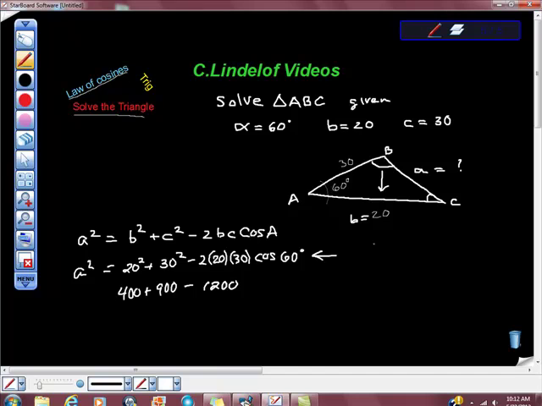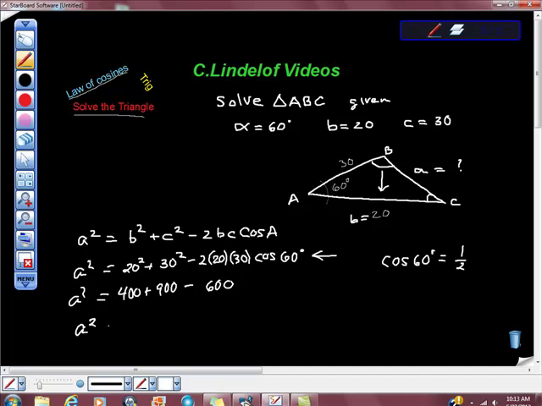This is a good one because we know that cosine of 60 degrees is equal to 1/2. If you're a trig student, you should know that, right? It's right off the unit circle. So it's 1/2, so this should get a little easier for us. Equals A squared, and half of 1200 is negative 600. 400 plus 900 together is 1300, and 1300 minus 600 is 700.